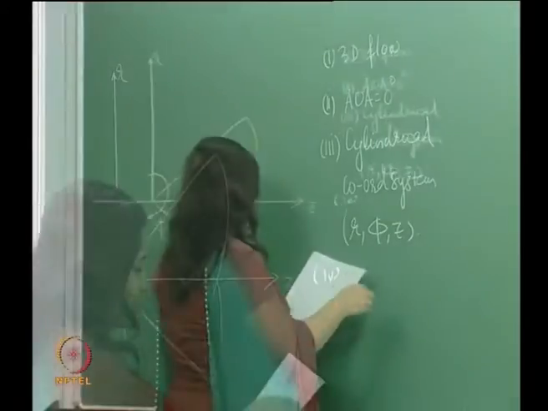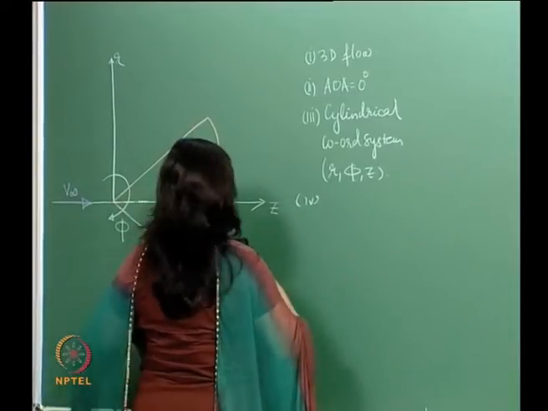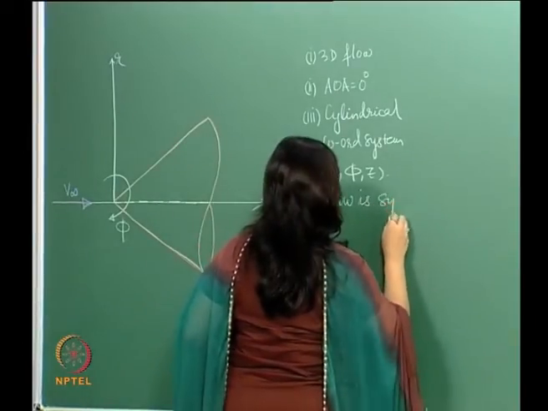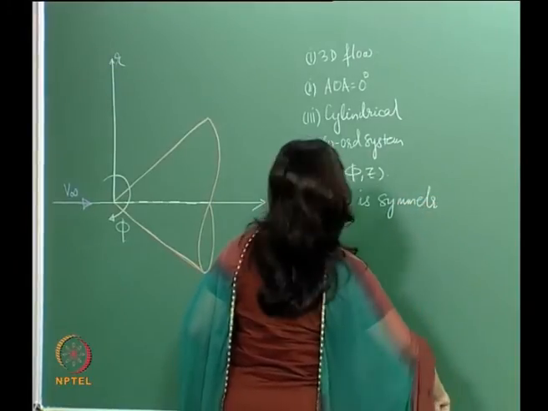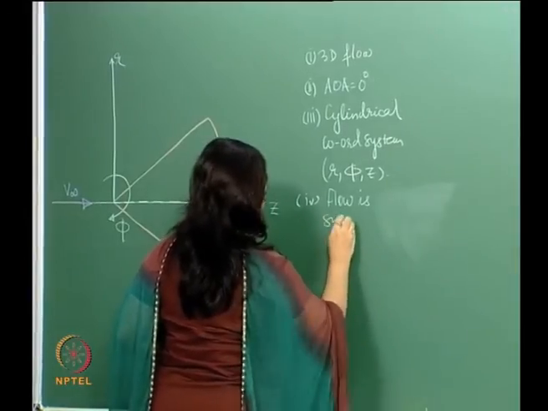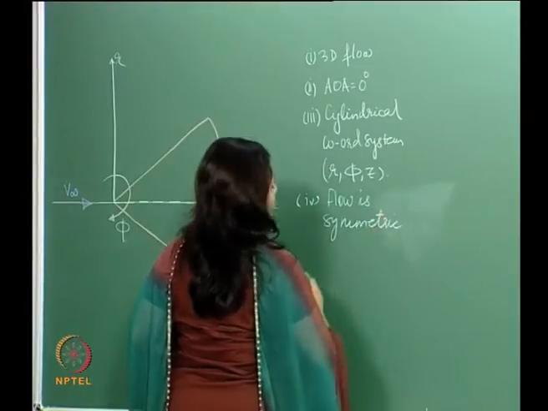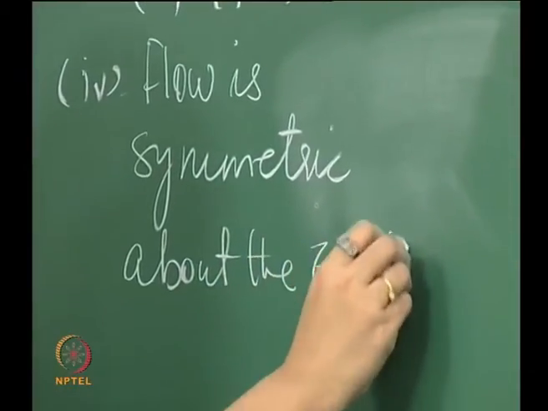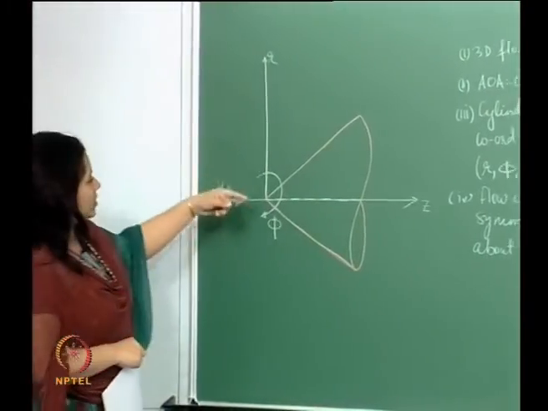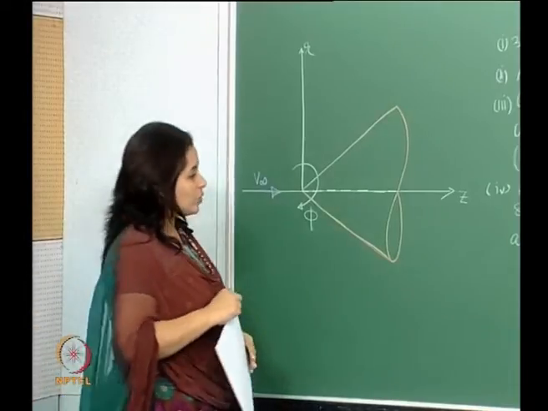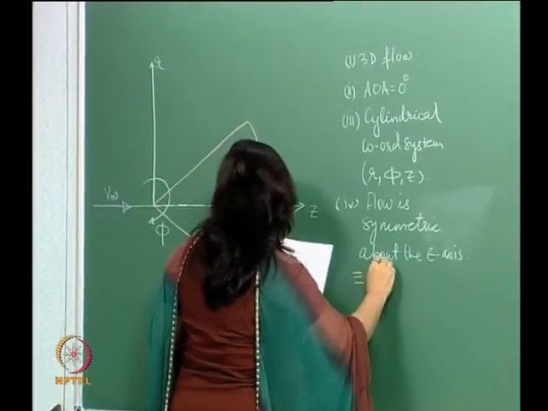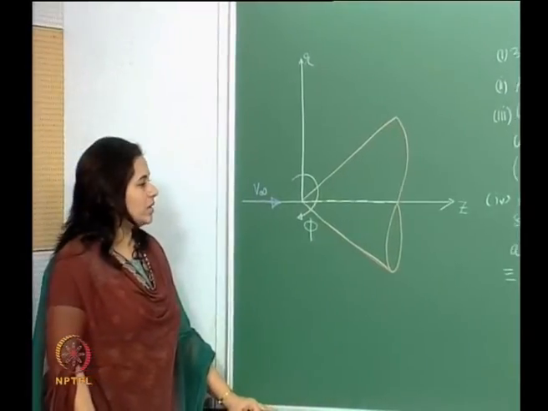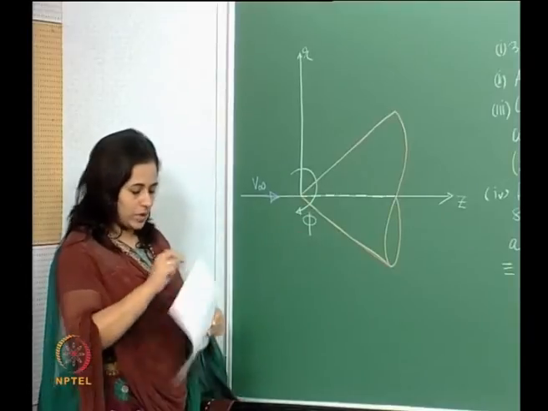So the flow is basically symmetric about the z axis. Essentially the flow is not varying in the direction of phi. So properties are not varying in the direction of phi.